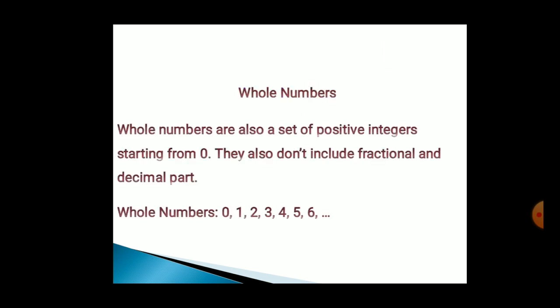The next is whole numbers. 0 together with natural numbers, we can name it as whole numbers. So, the set of whole numbers includes 0, 1, 2, 3, etc. Natural numbers and whole numbers do not include fractional or decimal numbers.